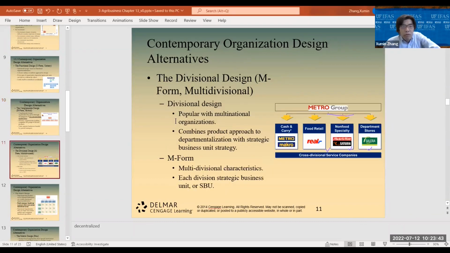Personally, I would prefer the multi-divisional design. So M stands for multi-division. This is very popular for multinational organizations or multinational companies. My previous company, I have mentioned to you, is the Metro Group. They have different business units. They belong to one company, but those business units, I have to say, I worked for Cash and Carry. I don't know anyone from the other companies. The product lines and the business units are different. Each business unit operates independently.